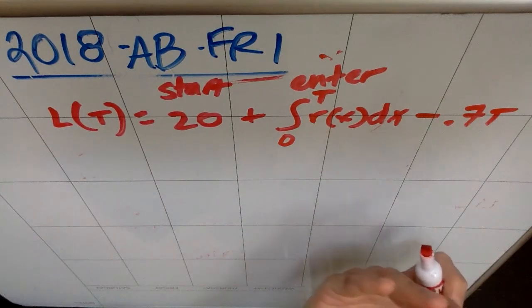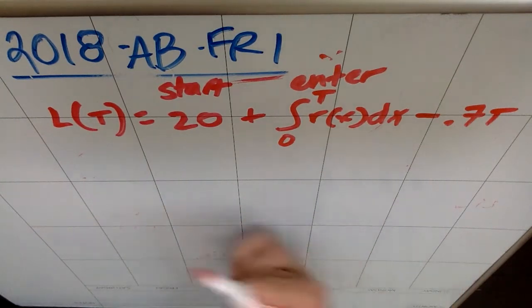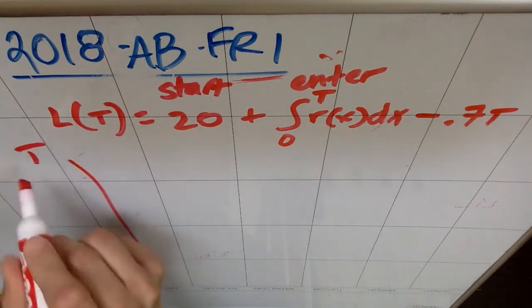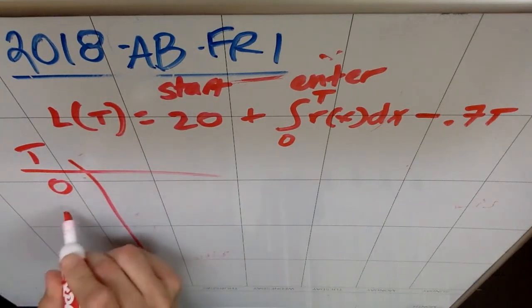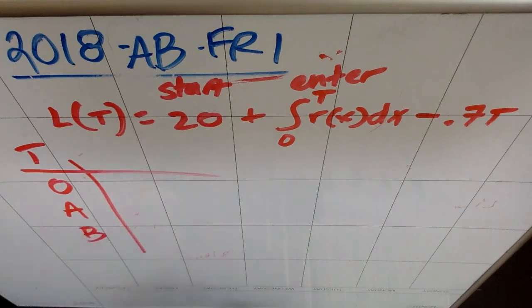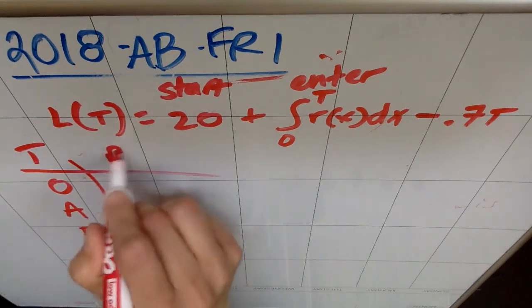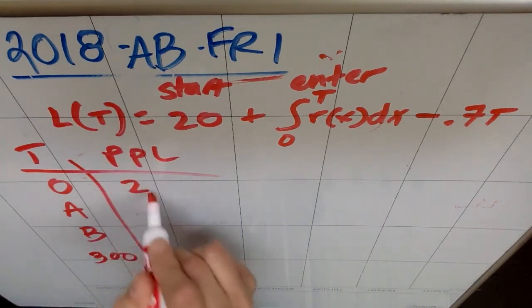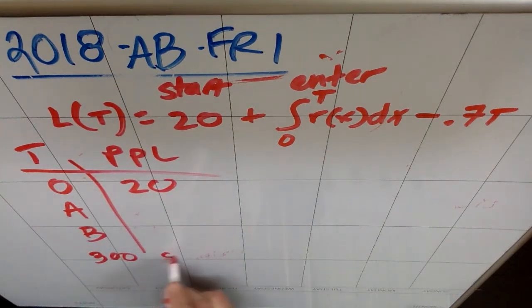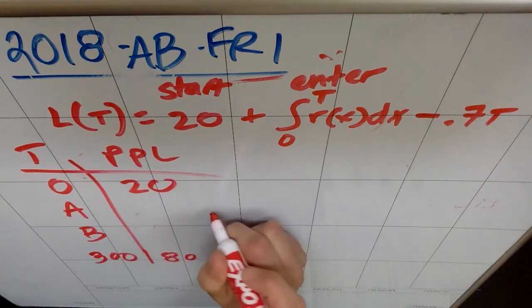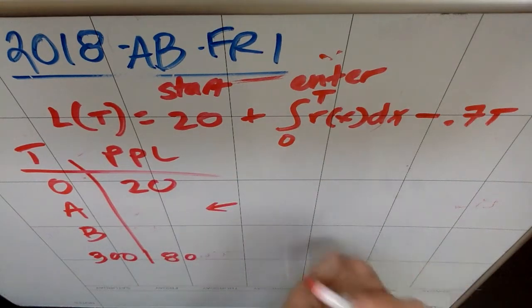So I can make my calculator do pretty much all of this, right? The times I need, my critical values, were when t was 0, when t was the thing I called a, when t was the thing I called b, and when t was 300. Well, we already know the number of people in line was 20 at t equals 0, and it was 80 at 300. In order to find these two, I'm just going to plug into this formula with a.